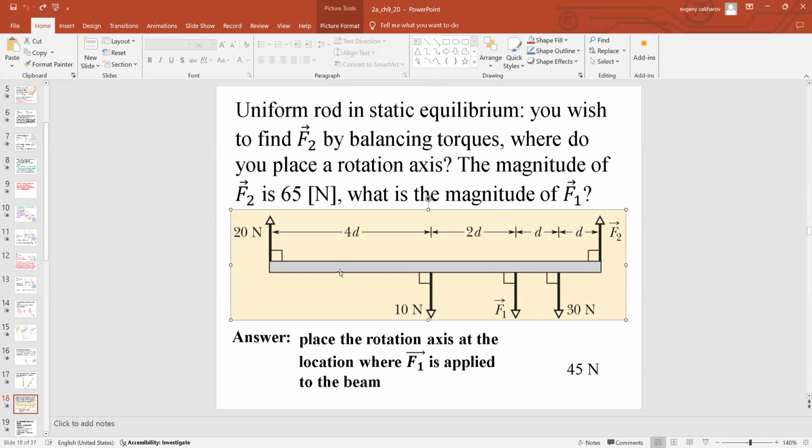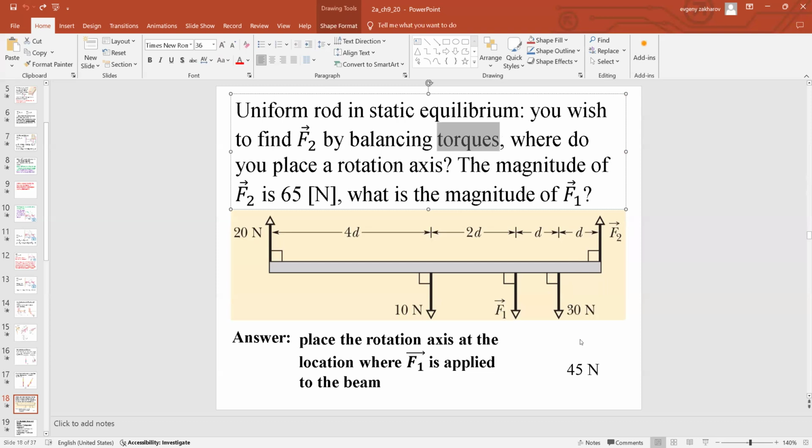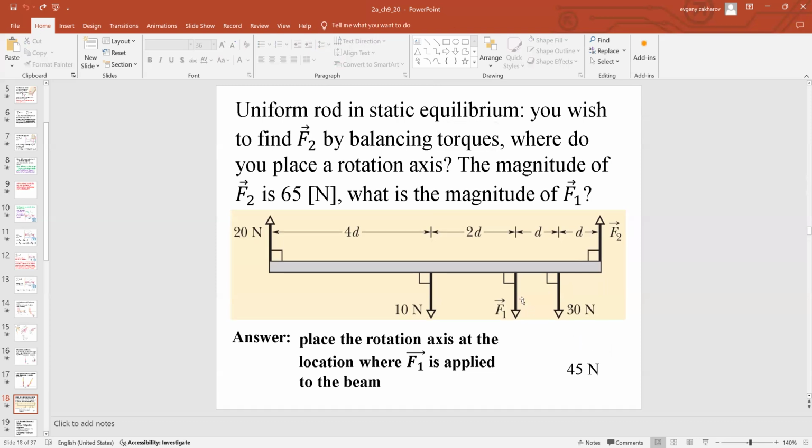Okay, so here's the problem. You got 1, 2, 3, 4, 5 forces, and only 3 of those forces are given. You have 20, you have 10, and you have 30. So F sub 1 and F sub 2 are unknown forces. And the question is, how can you solve this problem with 2 unknowns and only 1 equation from balance of torques? Well, you can only solve it when you put your axis of rotation either where the force F sub 1 is applied or where the force F sub 2 is applied.